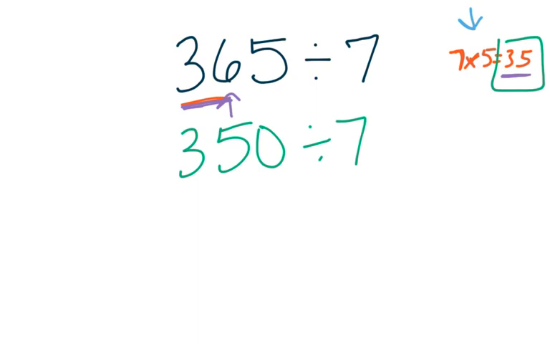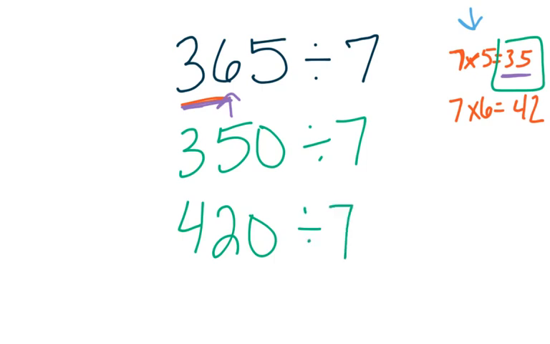Now, because 350 is less than 365, I might try to go to a multiple that's higher than 7 times 5, so I'd go to 7 times 6. 7 times 6 gives me 42. That's greater than 365, and that could be another compatible fact. So I would have 420, or 42 tens, divided by 7, and I'd solve for these two basic facts using my compatible numbers. These two facts are going to give me an estimate of what my quotient is going to be between.